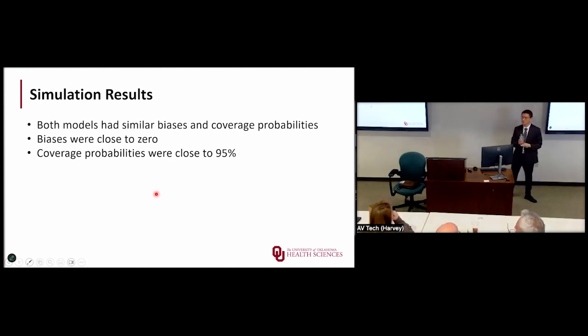So surprisingly, both models have similar biases and coverage probabilities. And the biases were close to 0. That's what we want. They give us really good, fantastic results. And coverage probabilities were close to 95%. So that's our conclusion. For continuous outcomes, it turns out, to answer Dr. Scholar's question, the researchers are doing the right thing. It's okay to use GEE. It's totally fine.